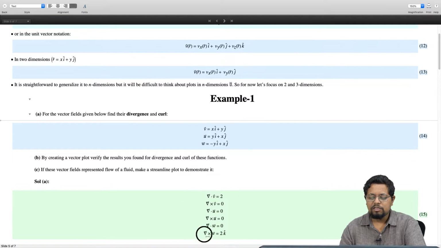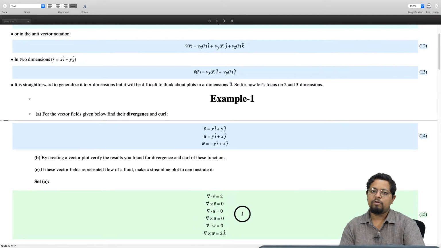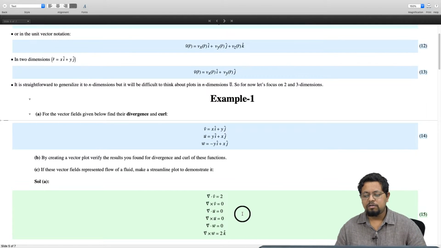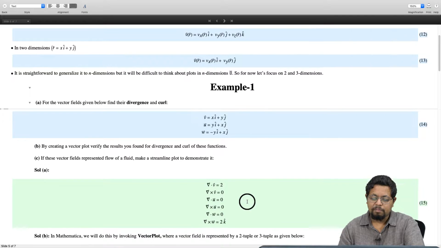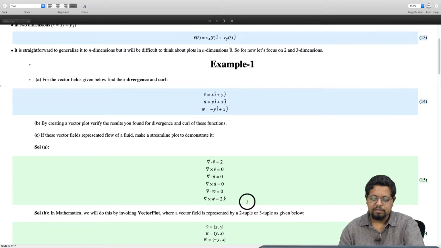Let us see how these 3 fields appear different when I make a vector plot of these 3 vector fields. What does it mean for a vector field to have a divergence but no curl? What does it mean for a vector field to have curl but no divergence? What does it mean for a vector field to have neither divergence nor curl? Let's explore it by plotting these 3 examples.